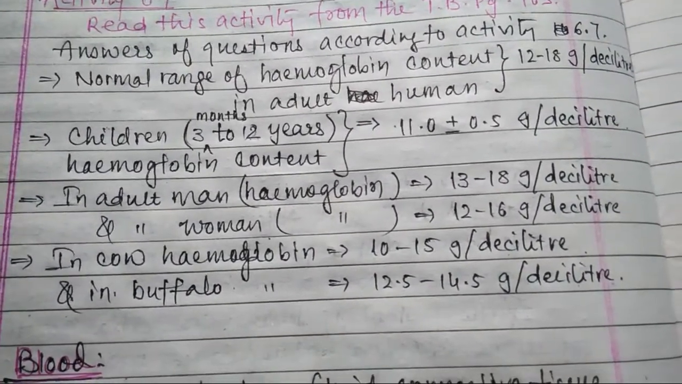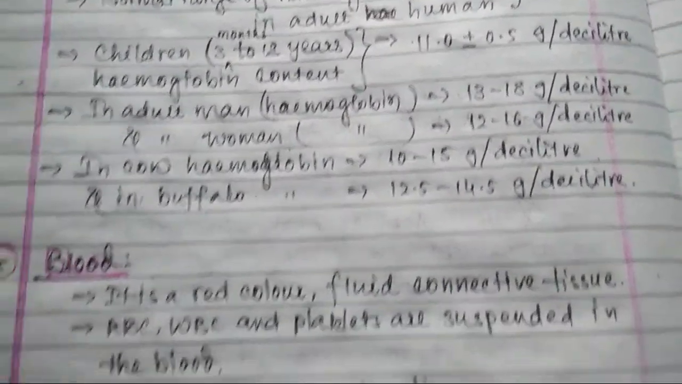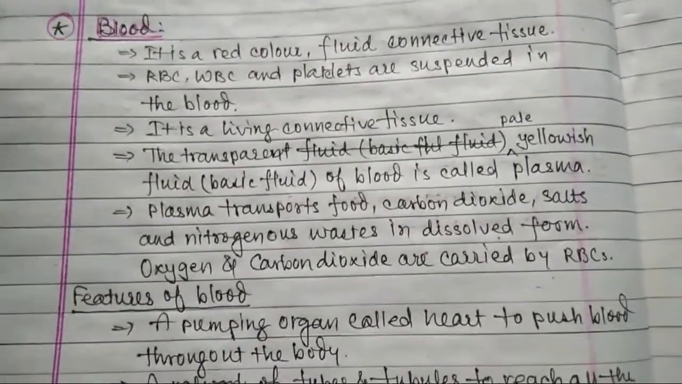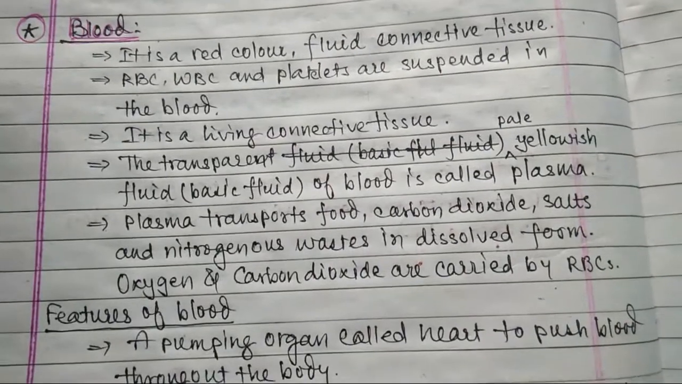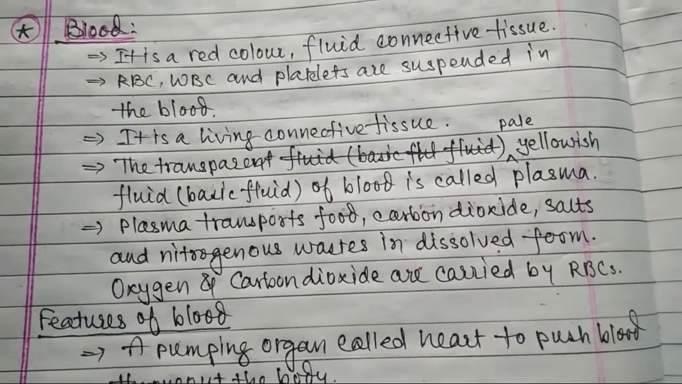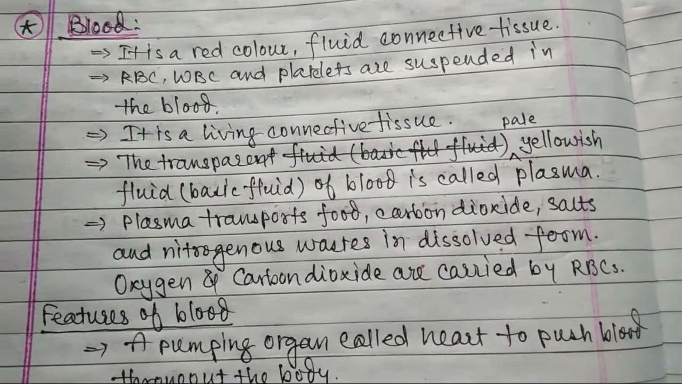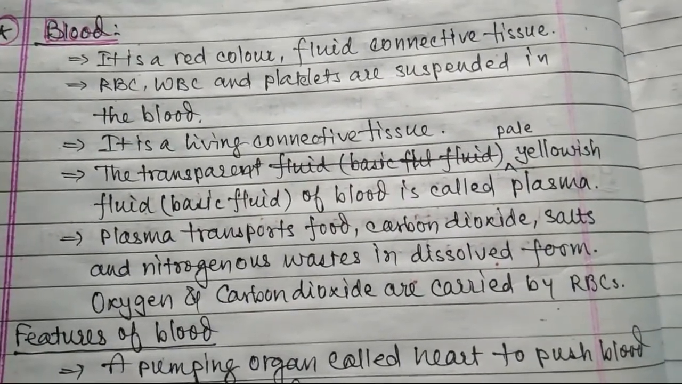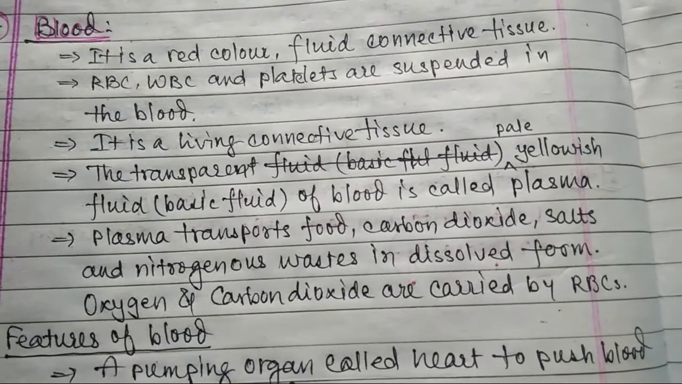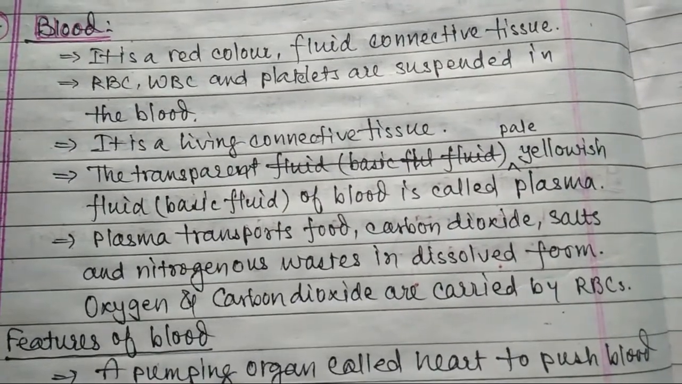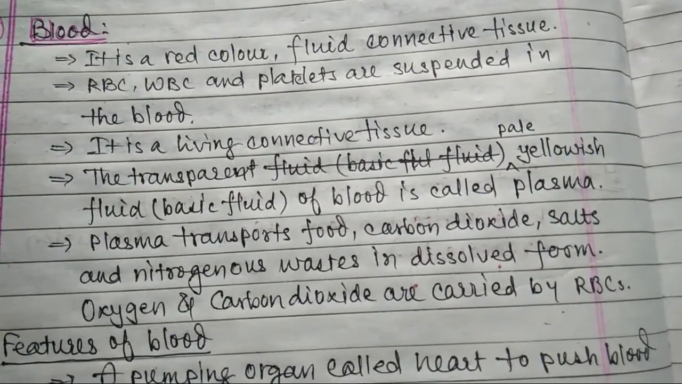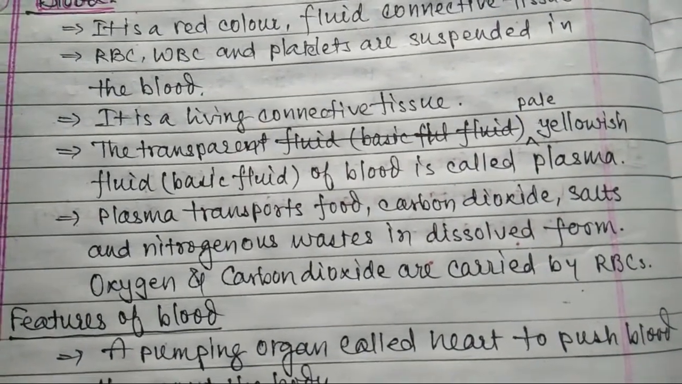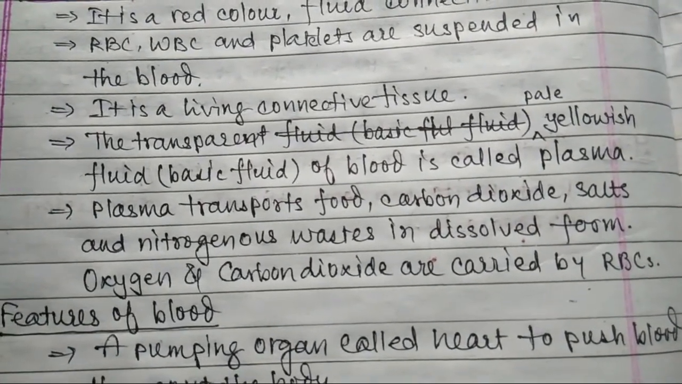And here is some other data you have to remember. Now blood. So what is blood? It is a red color fluid connective tissue. You have already discussed it in standard 9. RBC, WBC and platelets are suspended in the blood. We already know that RBC, WBC and platelets are the main content of the blood. It is a living connective tissue.